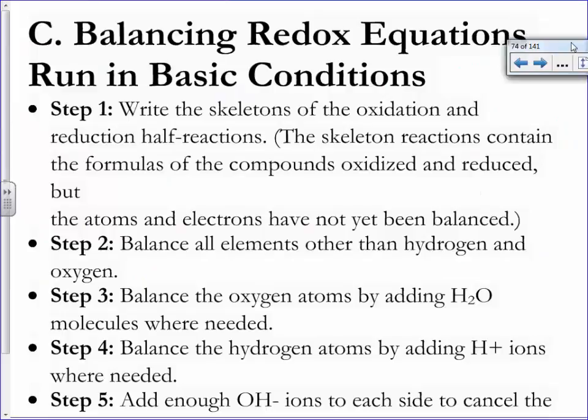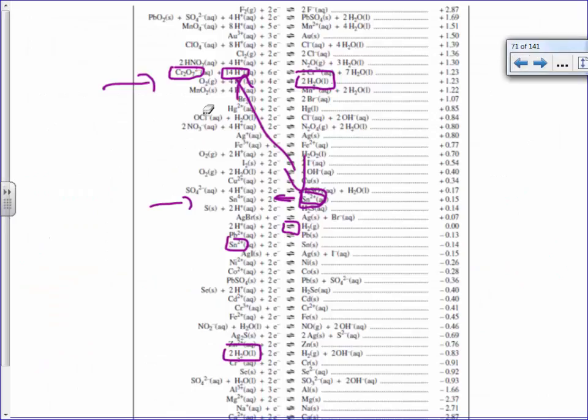So this next one involves similar steps, but I'm showing you this in case it needs to be under basic conditions. It is possible that you're asked to do something with H+s, but you might notice that on that sheet in the data table, a lot of these equations involve an H plus, but there's quite a few that involve OH minus. So it's also possible that you might need to balance something under a basic condition.